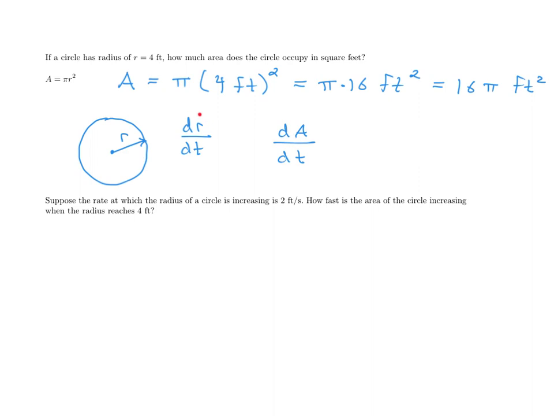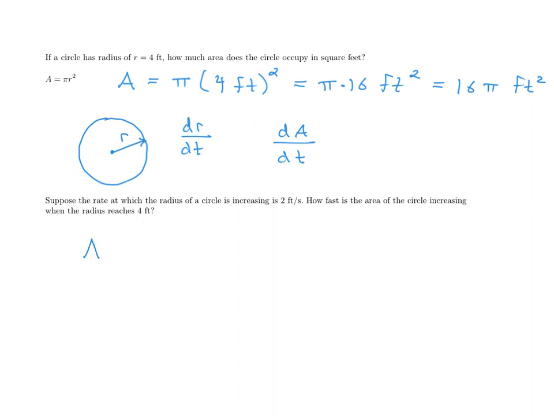If you know one of these, you should be able to figure out the other. For example, if you knew that the radius was increasing at some fixed amount, could you determine how fast the area is increasing too? And the answer to this question, of course, is yes. So let's check this out here. Suppose the rate at which the radius of a circle is increasing is 2 feet per second. Can we determine how fast the area of the circle is increasing when the radius reaches 4 feet?